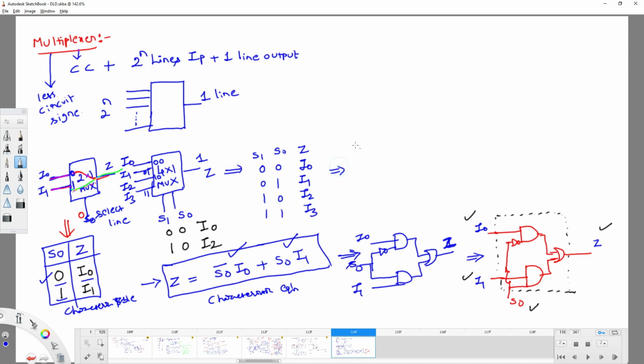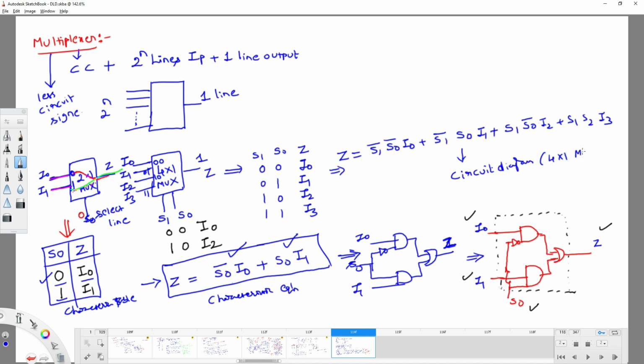The same thing you can write as Z equals S1 bar, S0 bar into I0, plus S1 bar, S0 into I1, plus S1, S0 bar, I2, plus S1, S0, I3. This is what I can call the characteristic equation. From this one, you can draw the corresponding circuit diagram, which is of type 4 by 1 multiplexer.